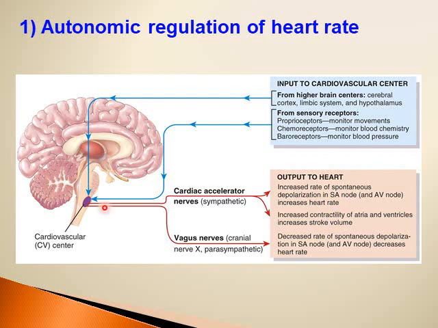Also, the motor fibers through the vagus nerve can affect the heart in a negative way. The vagus nerve is the 10th cranial nerve, where most of the parasympathetic fibers run. The terminals will release acetylcholine, and this will decrease the rate of spontaneous depolarization of the SA node and AV node, and this will decrease the heart rate and will decrease the cardiac output.